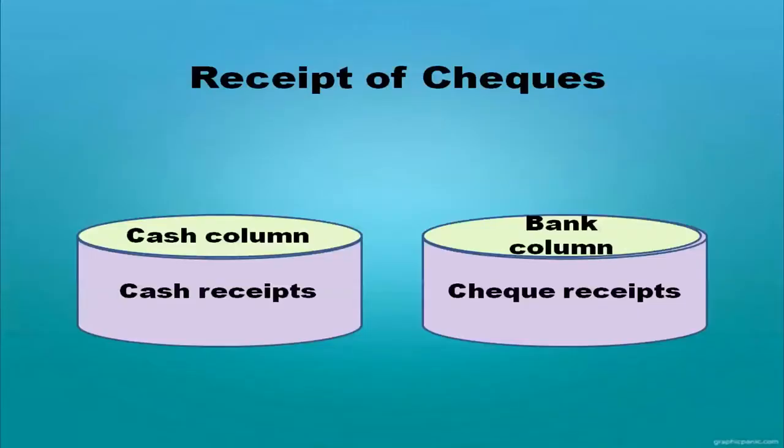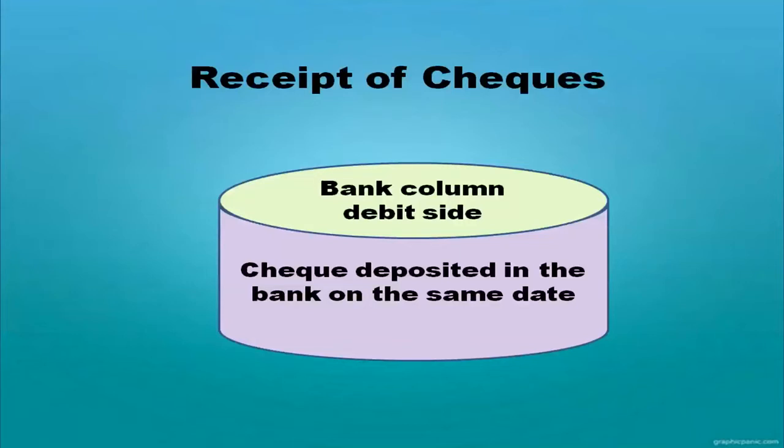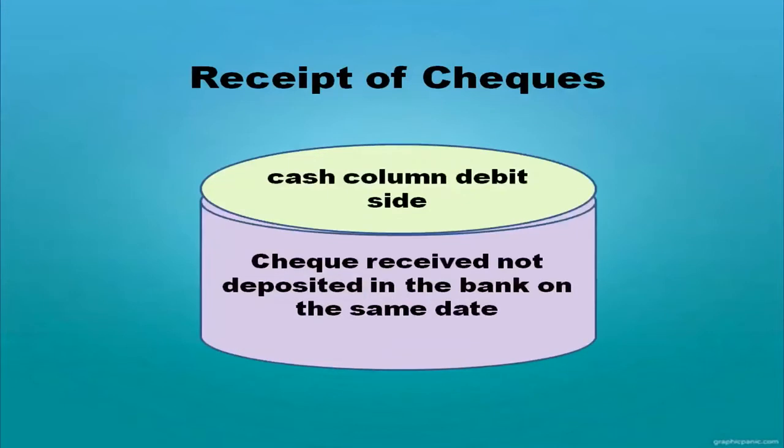The amount should come in the bank column. Receipt of checks. Usually, cash receipts will be written in the cash column. Check receipts will be written in the bank column. A check deposited in the bank on the same date will be recorded on the debit side of the bank column. A check received but not deposited in the bank on the same date will be recorded on the debit side of the cash column.